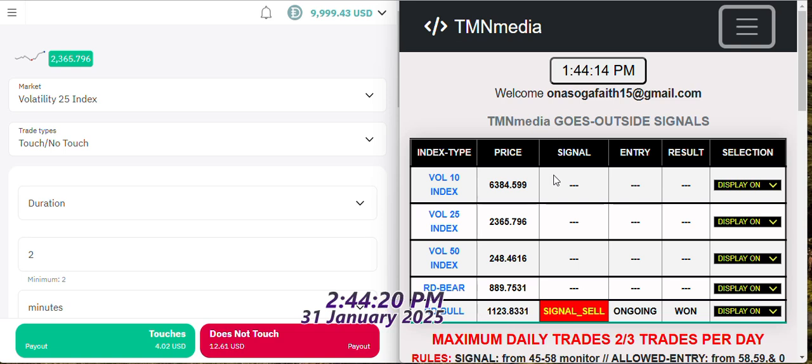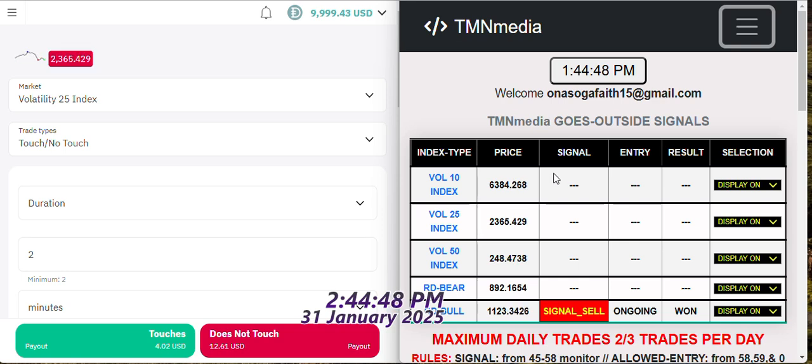Now TMNmedia Signal offers just two major signal versions. The first one has to do with goes outside. I like goes outside mainly because I don't have any other option of exiting. Me, I just prefer that. So instead of trying to exit, there is no option of exit. That's for goes outside.